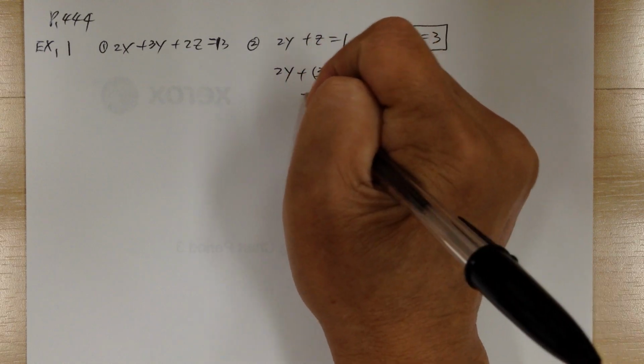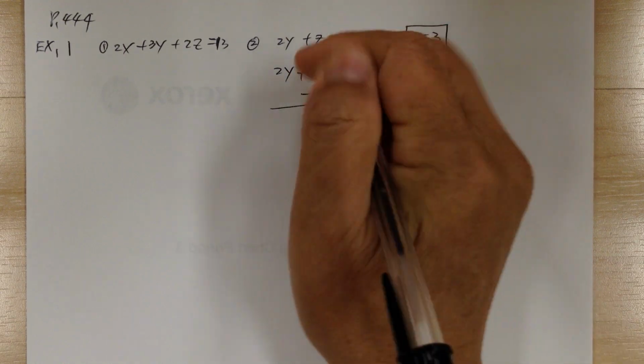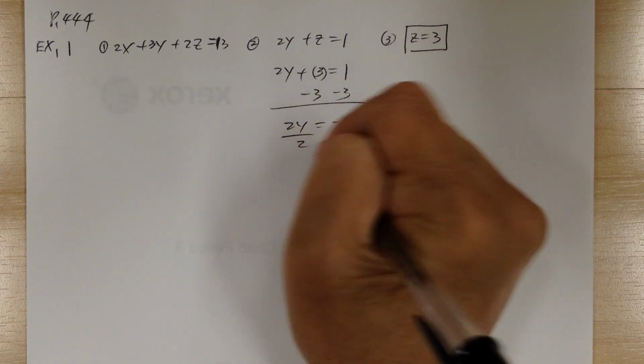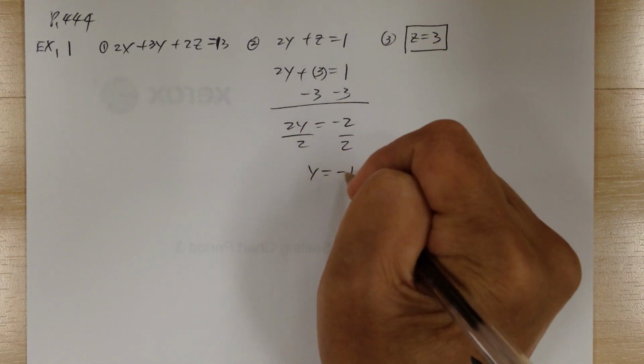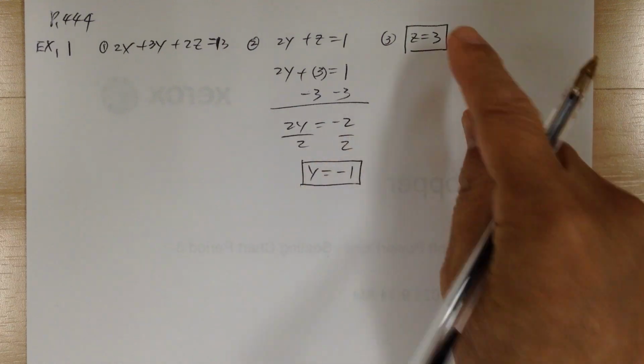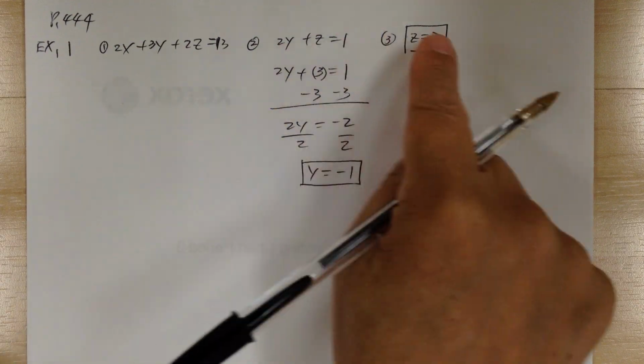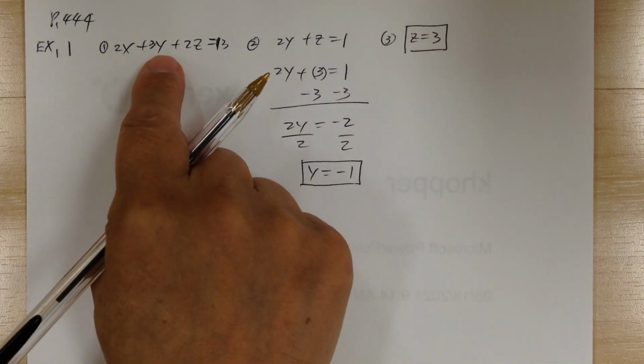To solve for y, you can minus 3 on both sides. So you get 2y equal to negative 2. And then you divide by 2 on each side. So you get y equal to negative 1. Once you do that, you go back one more step to here. You've got y and z, so you can substitute into here.